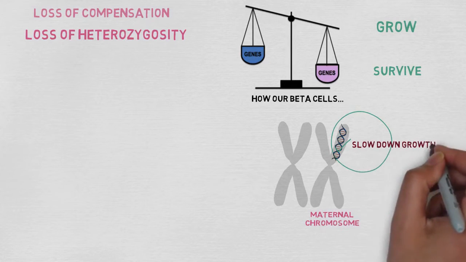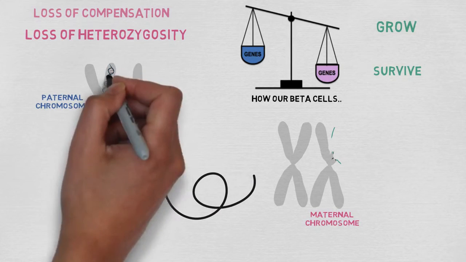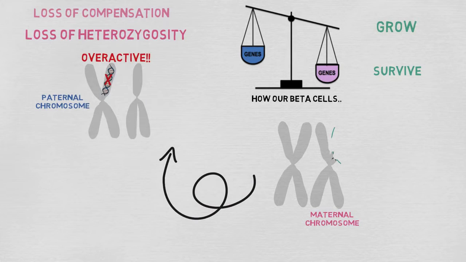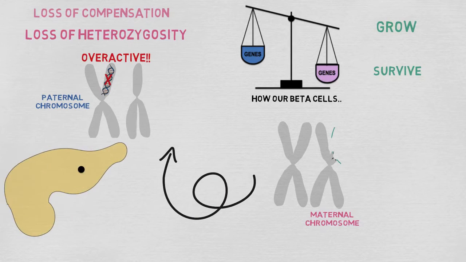In focal CHI, the part of the maternal chromosome that is lost contains genes which normally help to slow down growth. Without these, it means that the growth-promoting genes in the father's chromosome can become overactive. This explains why the focal region in the pancreas can grow, although usually it remains very small in size.